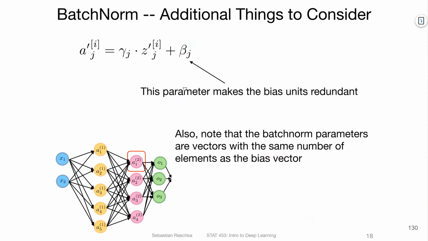Another thing to note here is because we have beta here, this parameter makes the bias redundant. Therefore, when we are applying batch norm to our network, we don't have to add bias. Also note that the batch norm parameters are vectors with the same number of elements as the bias vector.